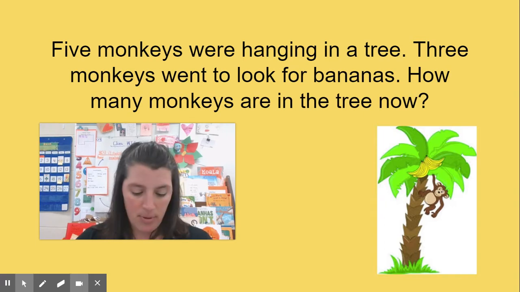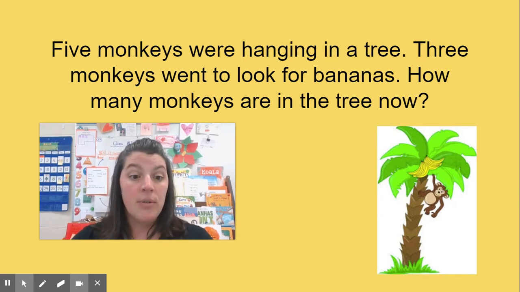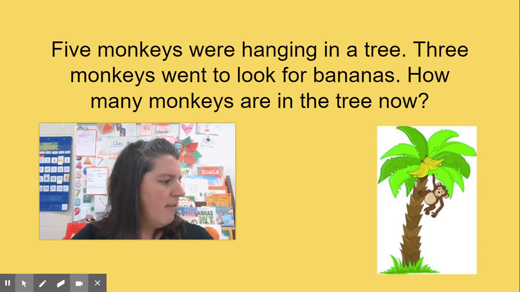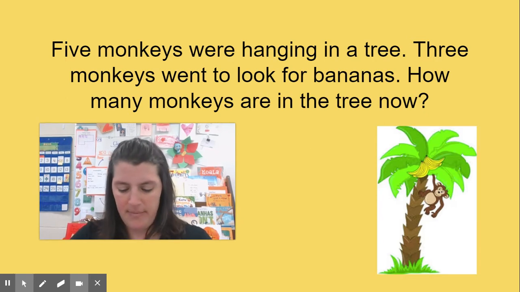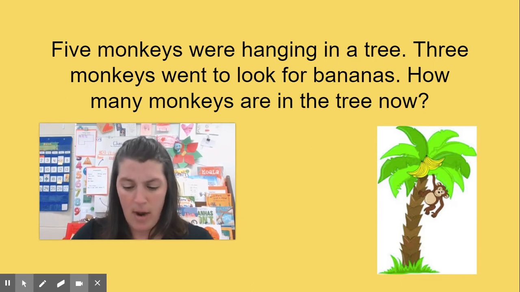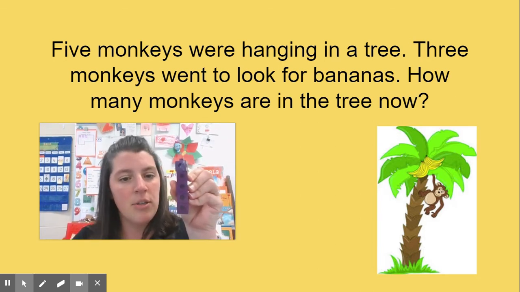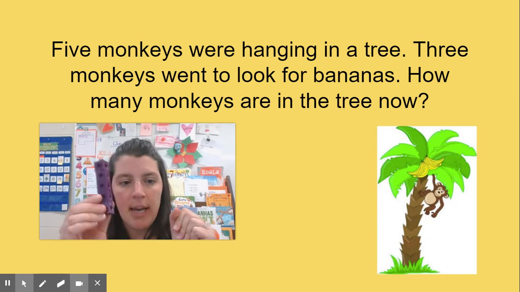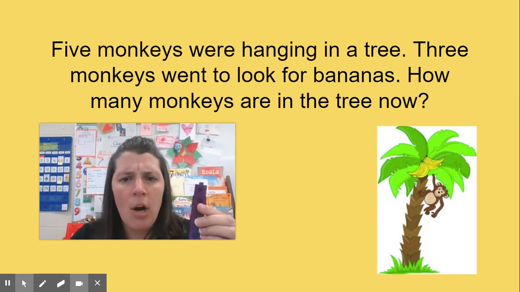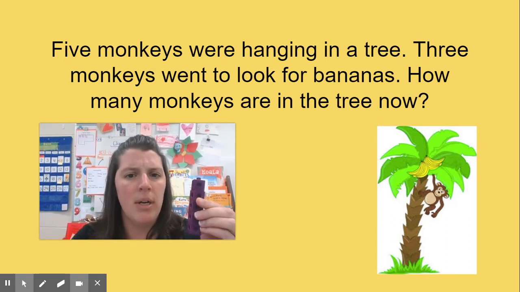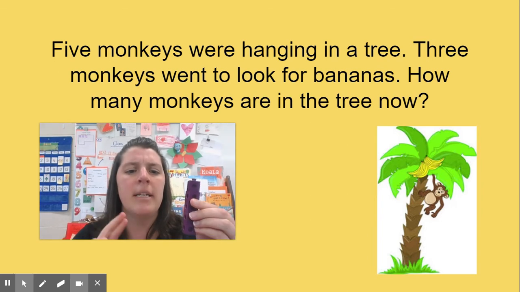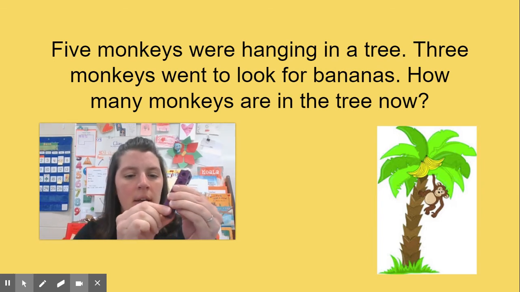So some people used their cubes, and they got 1, 2, 3, 4, 5. They got out 5 cubes. Why? Because there were 5 monkeys in the tree. So here are my 5 monkeys in the tree. Swinging in the tree, yes. But then what happened in our problem? 3 of the monkeys went to look for bananas, so they left the tree.